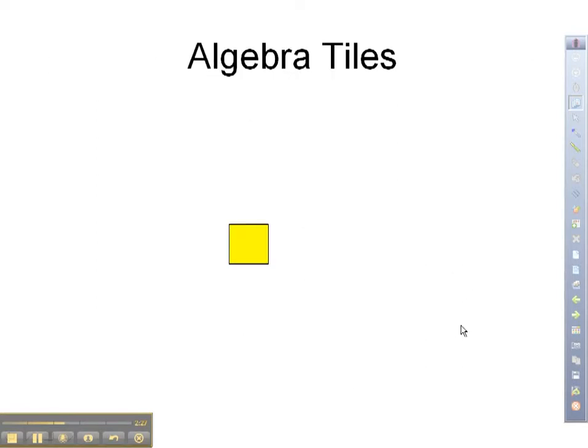Okay, here's my algebra tile. My tile has a side length of 1 here and 1 here. That means it has an area of 1 square unit. If that's a positive 1, then red is a negative 1.